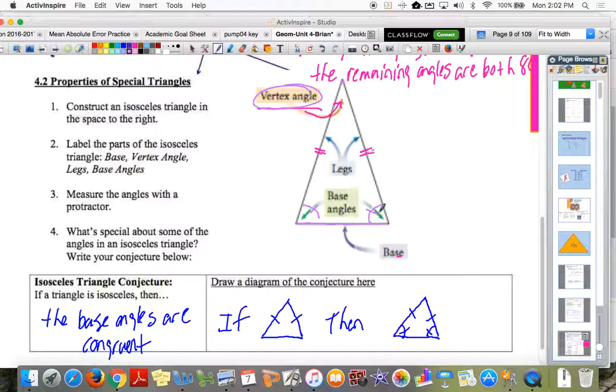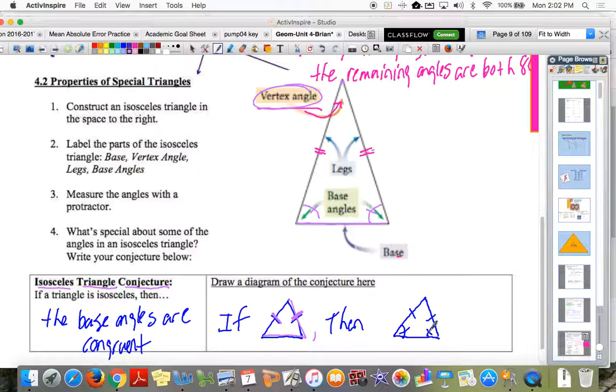By definition, it's simply a triangle with one pair of congruent sides. But another property of isosceles triangles is stated as the isosceles triangle conjecture. That says if a triangle is isosceles, then the base angles are congruent. So in other words, if I have an isosceles triangle, which by definition is simply a triangle with two congruent sides, then I also have two congruent angles. So the base angles are congruent.